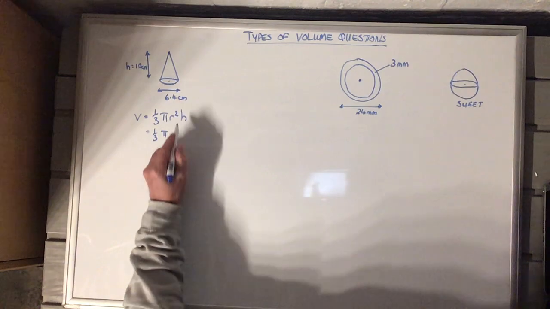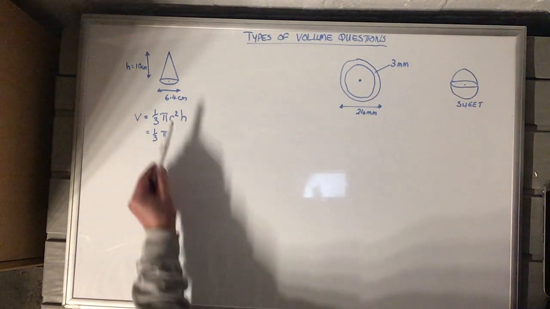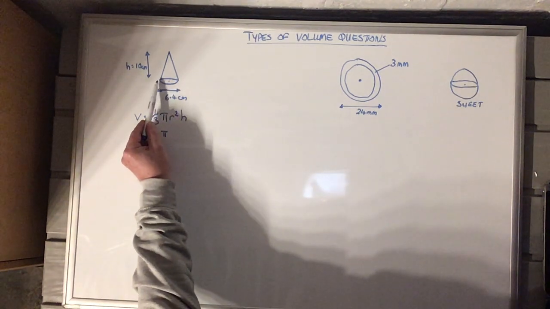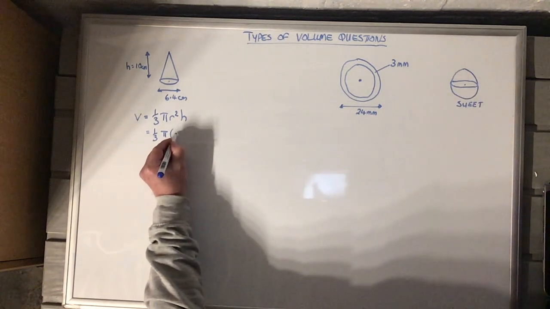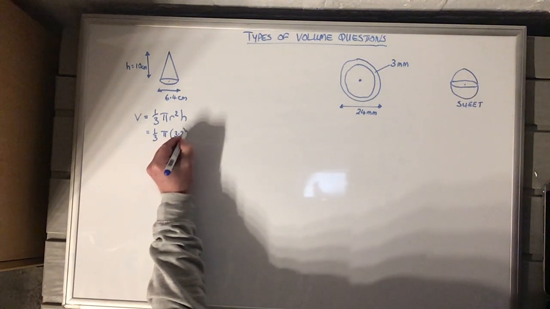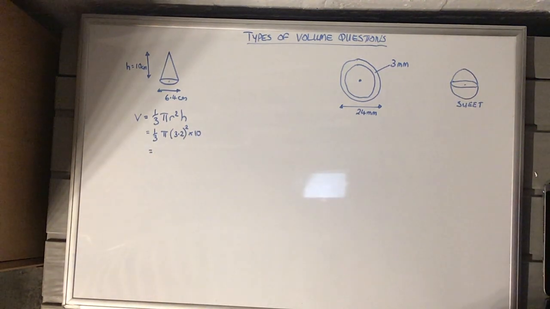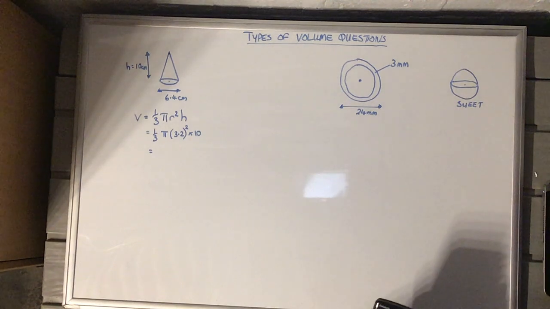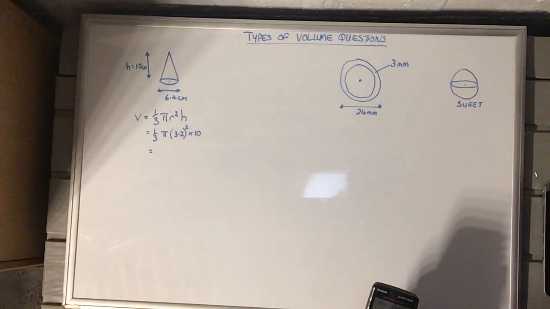If you look at it here, we need to find the radius. It's 6.4 for the diameter. This is the diameter all the way across the base here, 6.4. So we have to half that, so the radius is 3.2. We square that and times that by 10. And all you have to do from there is work that out. So just take a wee second to work that out. That's a third times pi times 3.2 squared times 10.